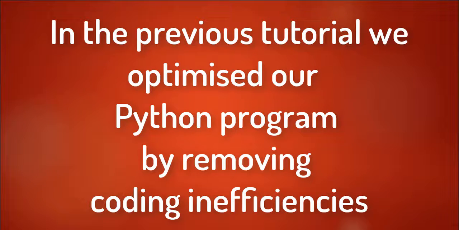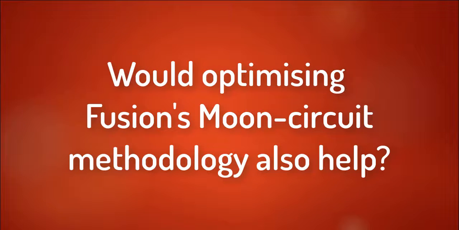In the previous tutorial, we reduced the length of our Python program by half by removing coding inefficiencies. But could we get a further reduction by looking at the methodology that was used to go around the moon?